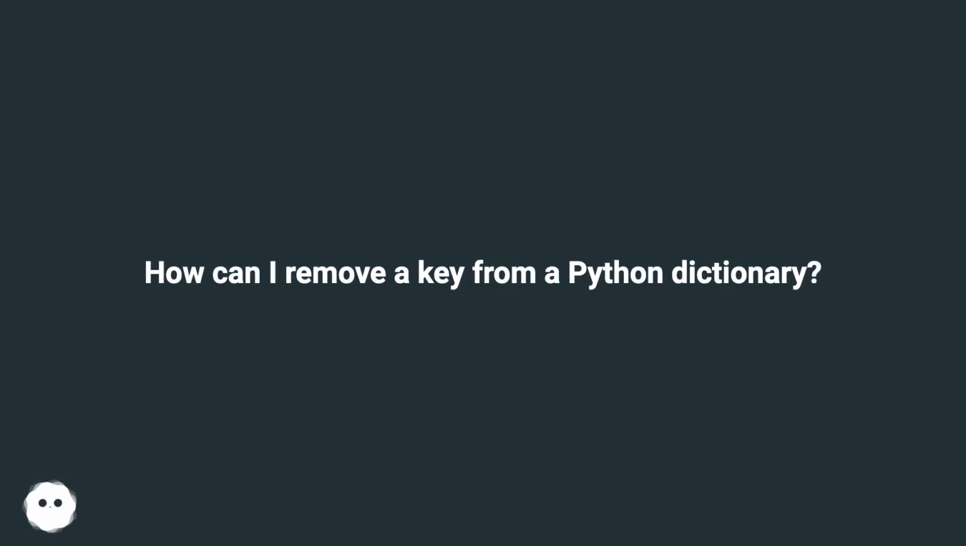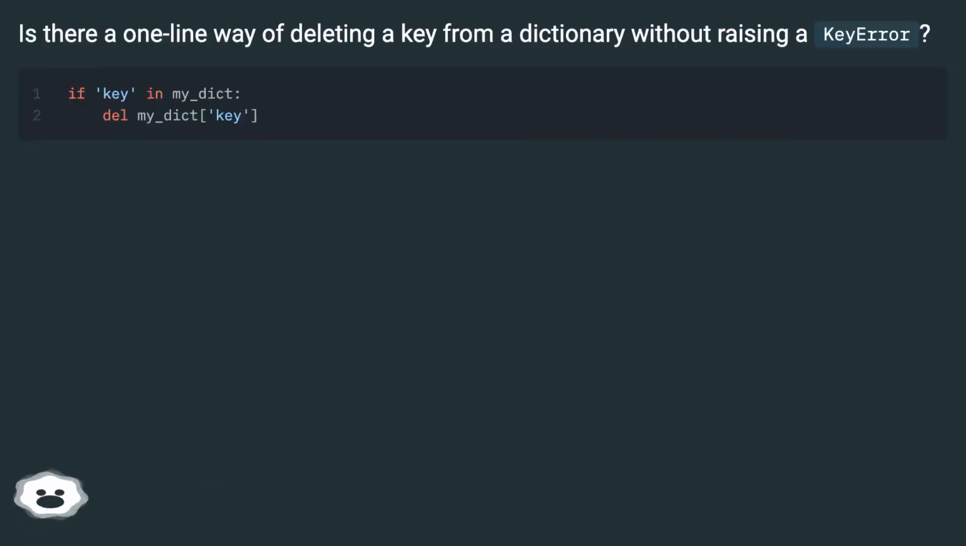How can I remove a key from a Python dictionary? Is there a one-line way of deleting a key from a dictionary without raising a key error?